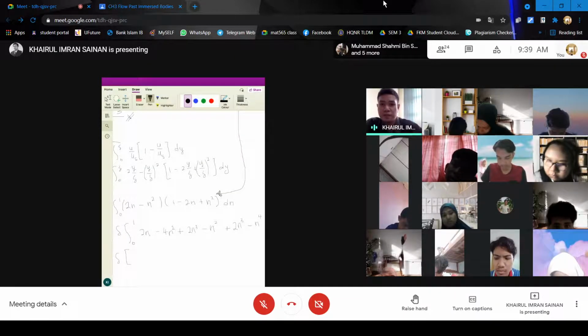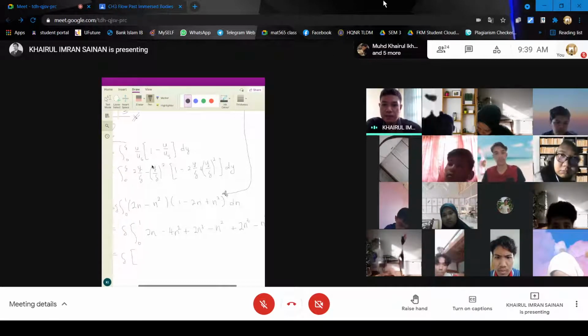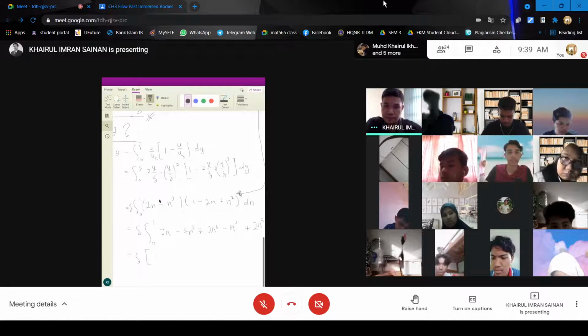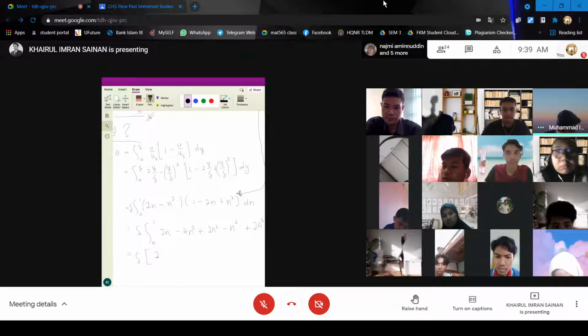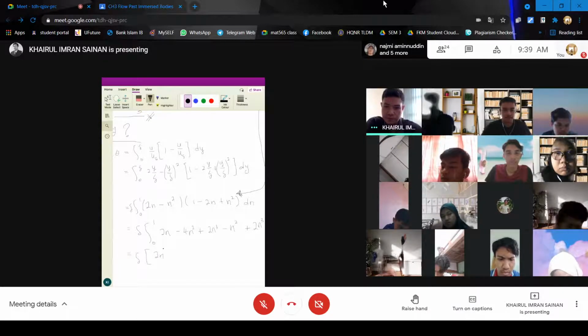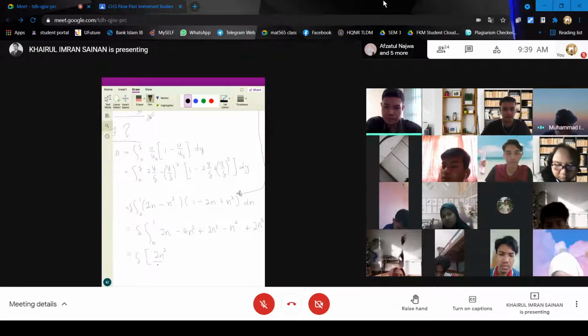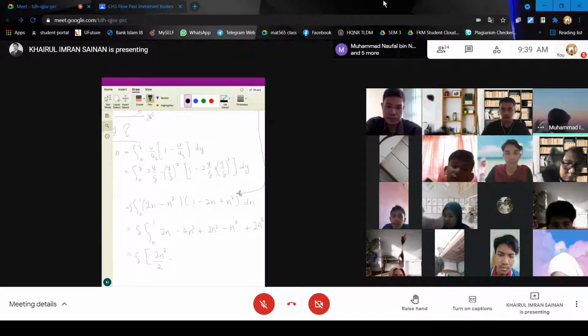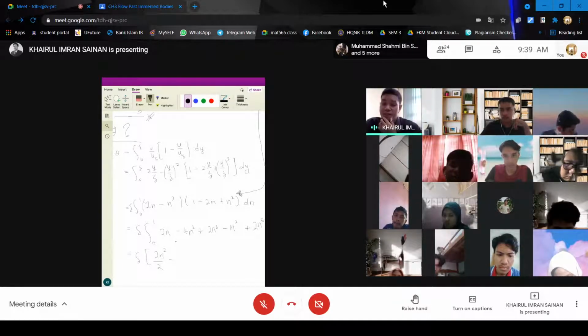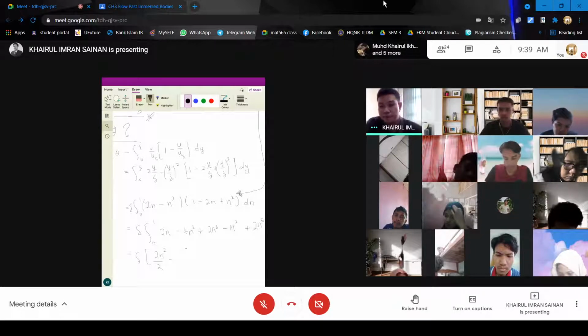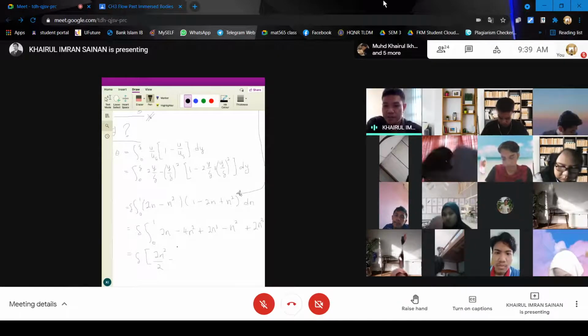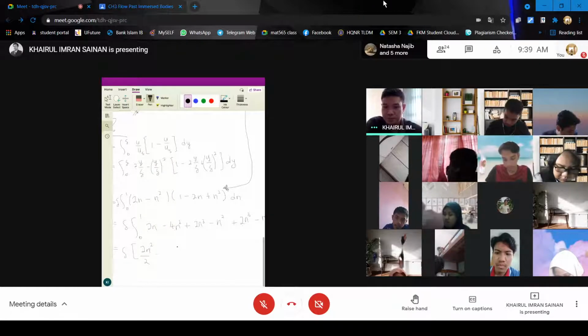Does anyone have the final answer? Theta equals to? I got 2 over 15 delta. 2 over 15 delta, right? Yes, yes. Okay, that's correct. That's the final answer. Anyone have any problem on that?